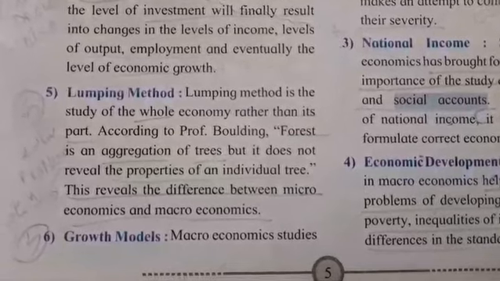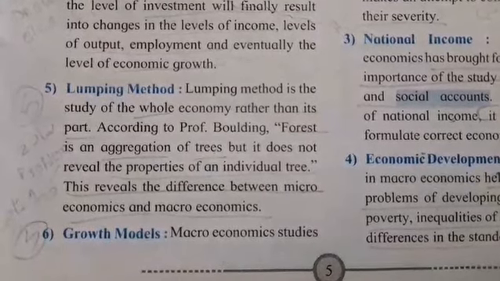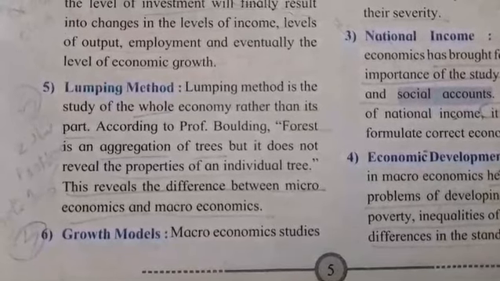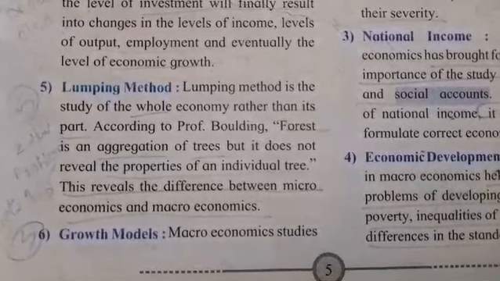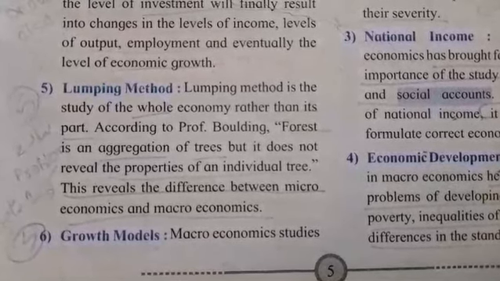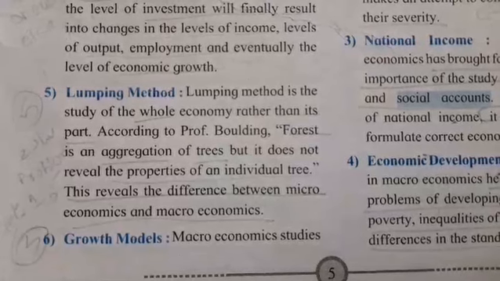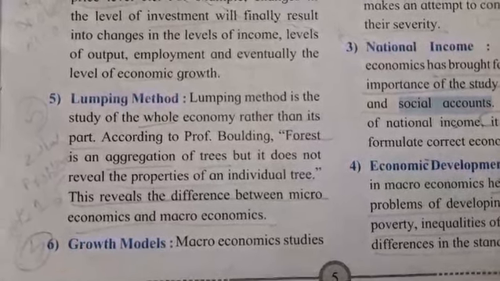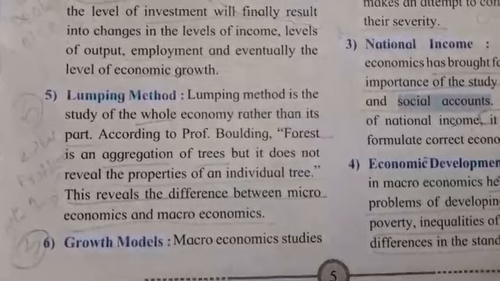Fifth, lumping method. Lumping method is the study of the whole economy rather than its part. According to Professor Boulding, forest is an aggregation of trees, but it does not reveal the properties of an individual tree. This reveals the difference between microeconomics and macroeconomics.